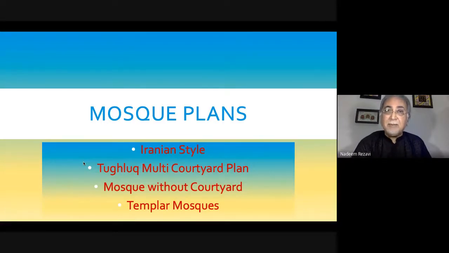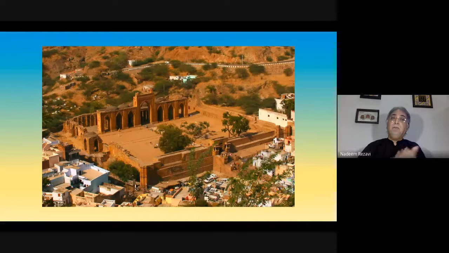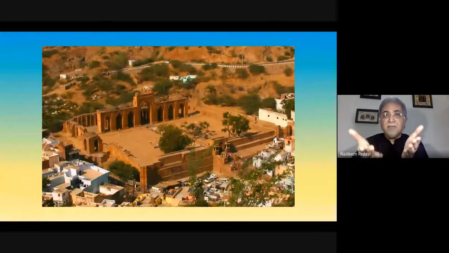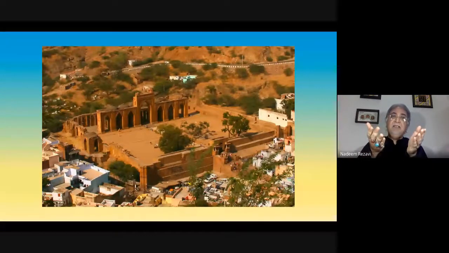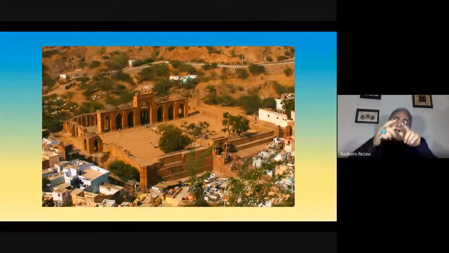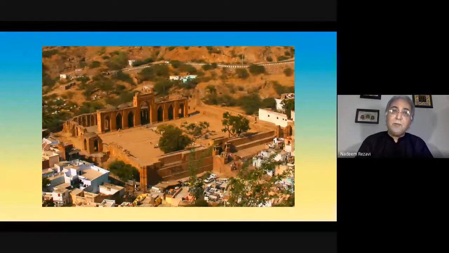So these typical type of mosques are known as, what I start calling them as, Templar mosques, because such type of mosques are not found outside the Indian subcontinent. But let me start with this variety, which is the Iranian style of mosques. For example, before you is the Adhai Din Ka Jhonpra at Ajmer, a square centrally located courtyard. The sides have disappeared. Only the western chamber and the screen fronting it remain.